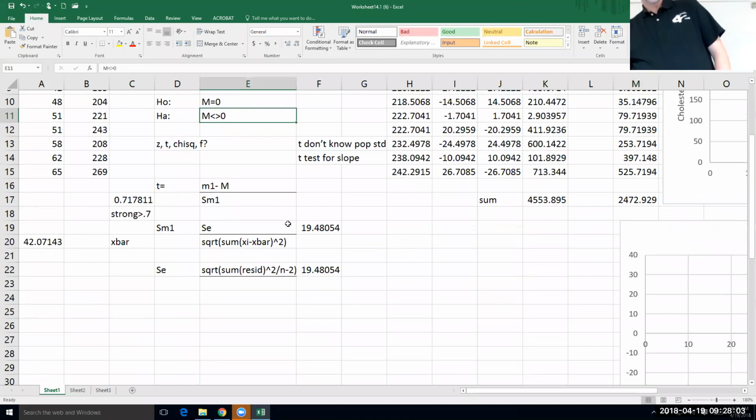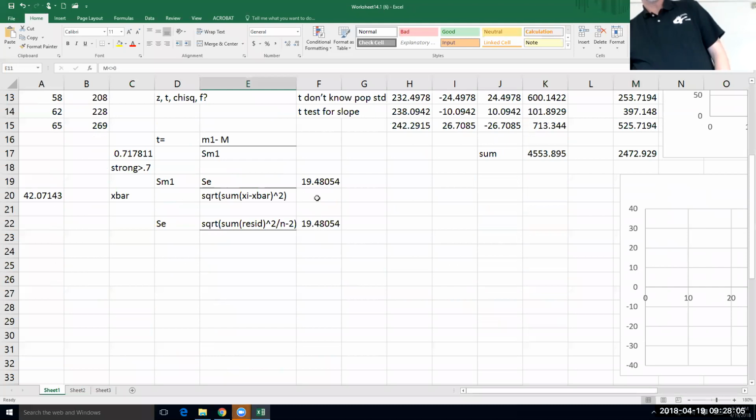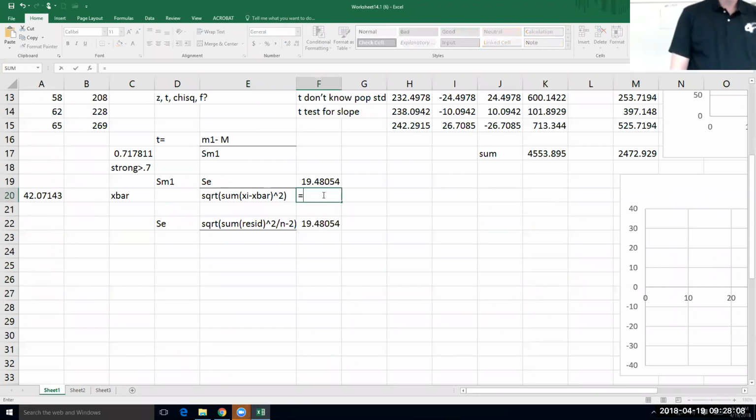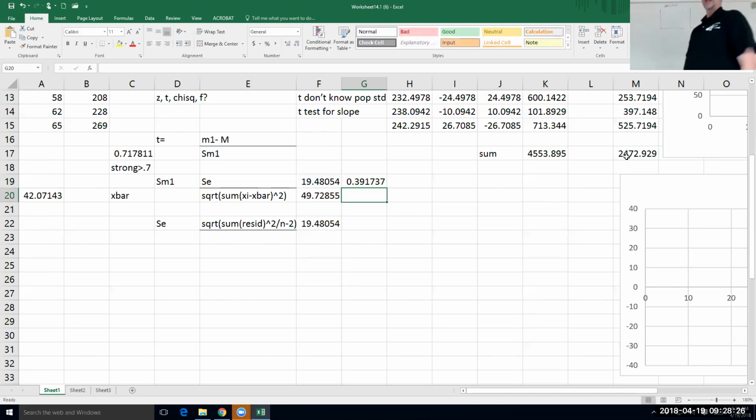All right, so now, here we go. I'm going to take the square root of that number there. Don't need to square it again, it's already squared. That gives me 49. So I'm going to take this divided by that. And that tells me my standard deviation is 0.391. Standard deviation of my slope.